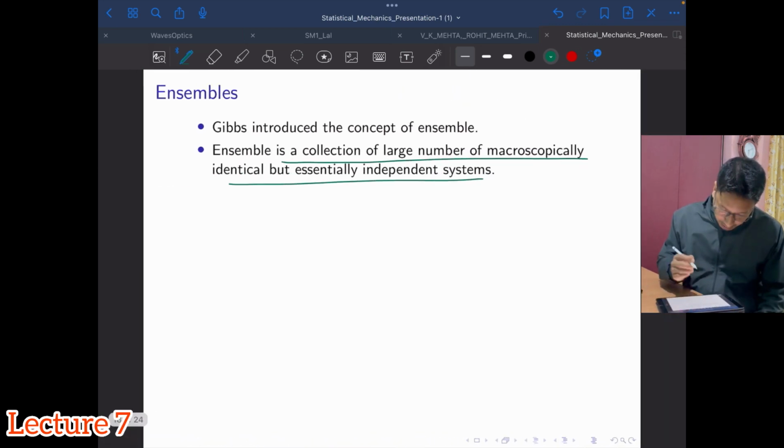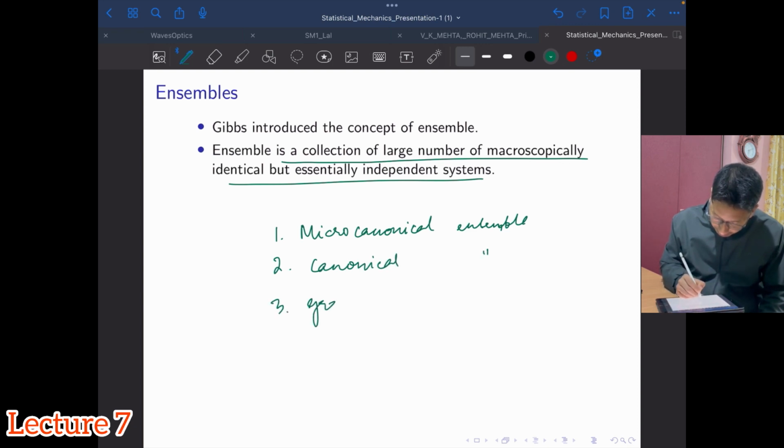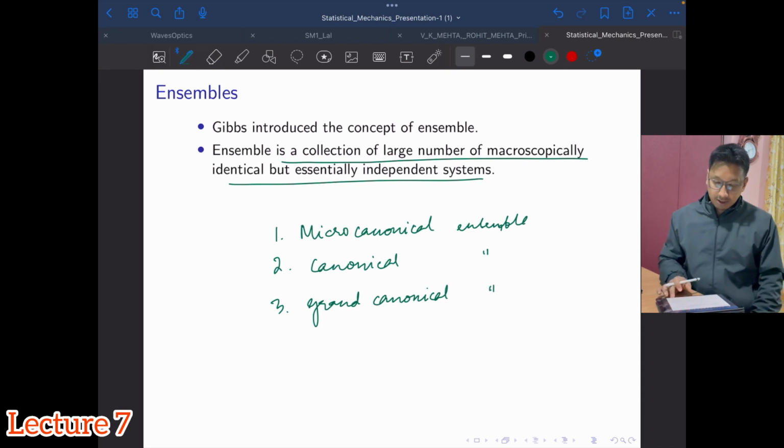The first one is the microcanonical ensemble. The second one is the canonical ensemble. The third one is the grand canonical ensemble. Okay, so now let's go one by one.